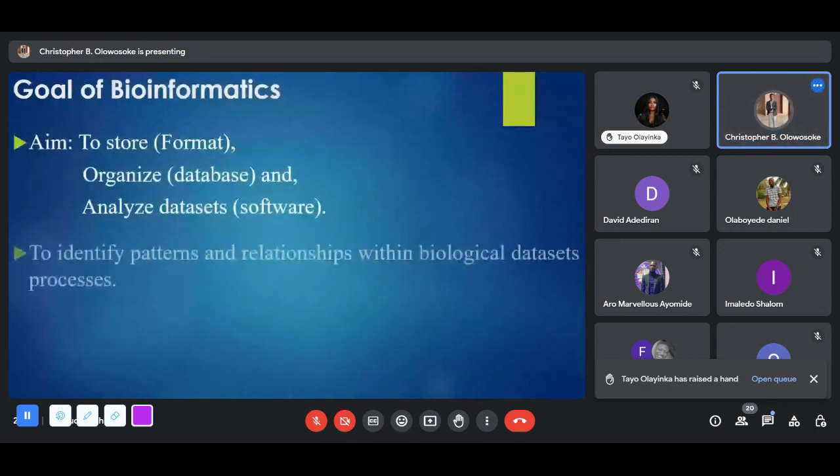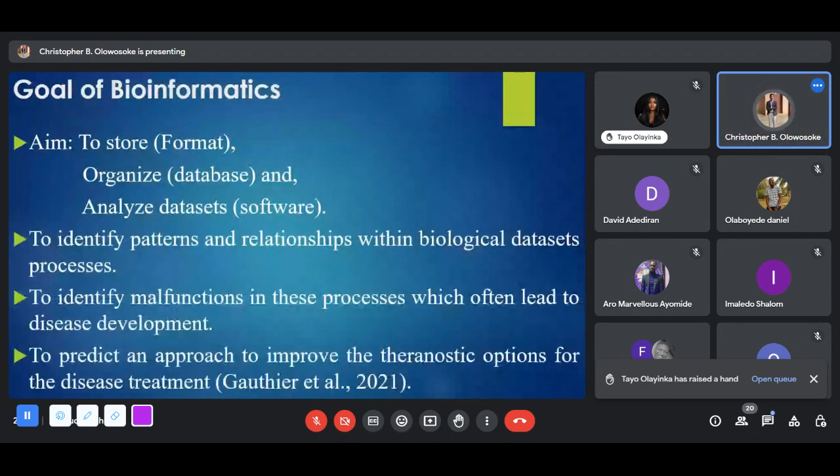So going forward, we come to the goals of bioinformatics. Now, during all this era, there are three goals or three aims that bioinformatics is able to address. And the first is to be able to store biological data. As biological data needs to be stored, if it is not stored, it is going to be lost. So bioinformatics comes in to help us develop algorithms and software that will help us store this biological data in formats that are relevant. For instance, we have FASTA format, FASTQ format, SDF format, and several formats that are unique to the kind of biological data we are saving.